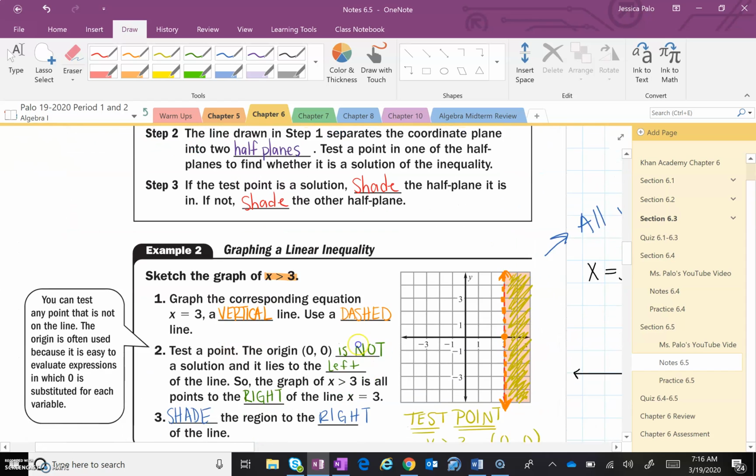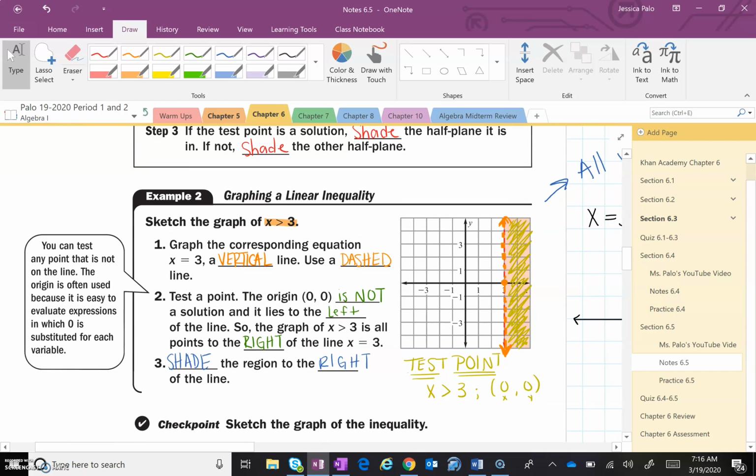So for example 2, we are going to sketch the graph of x is greater than 3. So it says to graph the corresponding equation x equals 3. And we know that x equals 3 is vertical. But me personally, I would forget that I turned my greater than sign into an equal sign, and then I would forget altogether that I'm graphing an inequality. So I like to imagine inside my brain that it's an equal sign so that I know it's a vertical line, but I don't actually like to change it on my paper because then I will forget.